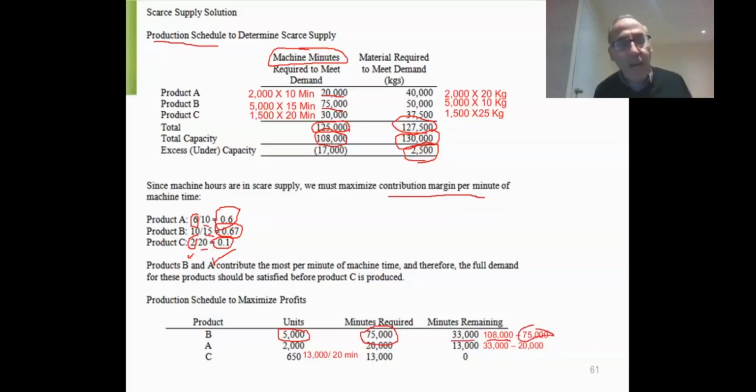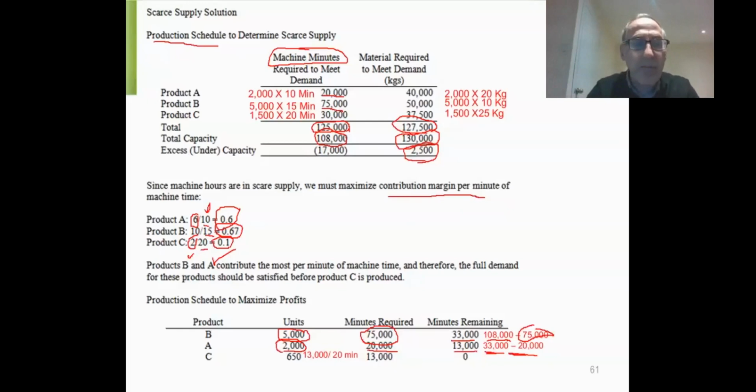Now, we then move on to product A, which has the second best contribution margin per minute. To fully meet the demand for product A, I need 2,000 units times 10 minutes per unit. Each unit of product A requires 10 minutes to produce. So I'm going to need 20,000 minutes to fully meet my demand for product A. I've got 33,000 minutes left over after producing product B. So if I use 20,000 of those 33,000 minutes to produce my full demand for product A, I'll have 13,000 minutes left for product C.